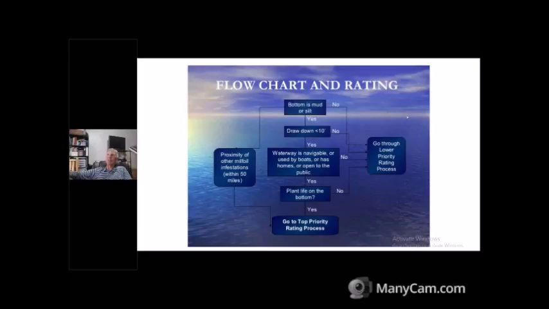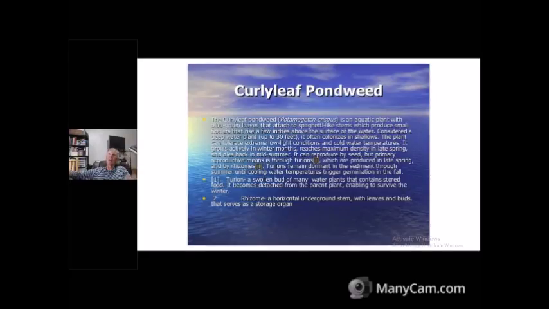So another issue of Lake Tahoe, and an issue throughout a lot of ponds in North America, is another species called curly-leaf pondweed. And we'll see some pictures of that in just a minute. It's an aquatic plant with blue-green leaves that attach to spaghetti-like stems and produce small flowers that rise a few inches above the surface. So that last picture of the matting we saw, that was curly-leaf pondweed.